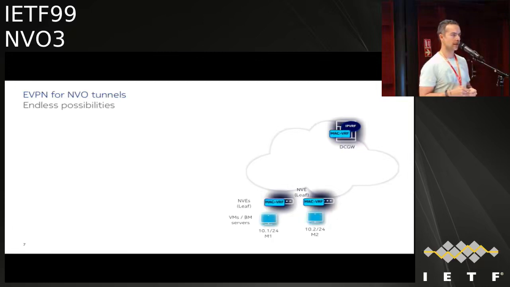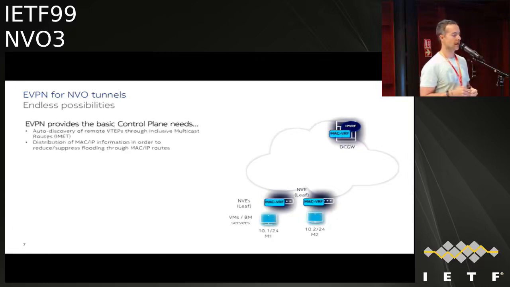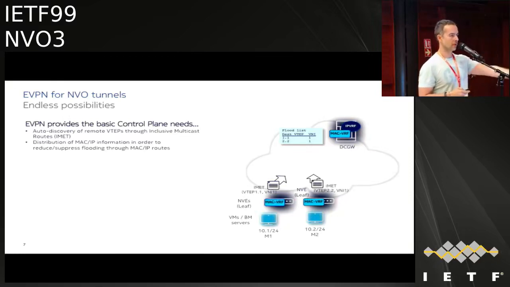It provides all the basic control plane needs that you have. And as an example here, you have 2 leaves, right, with a VM attached to each of them. And then you have a data center gateway. So you have the same subnet for a tenant configured in the 3 of them. The inclusive multicast ethernet tag route, which is one of the EVPN route types, is providing you with this auto-discovery function. So the 2 leaves can send this inclusive multicast route, and the data center gateway can learn that those 2 VTEPs are associated to VNI 1, and they are part of the same flooding list.